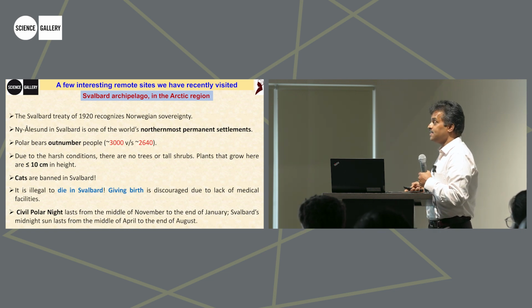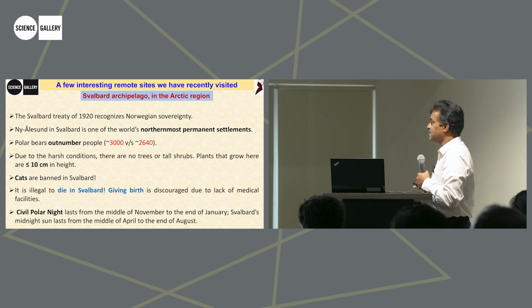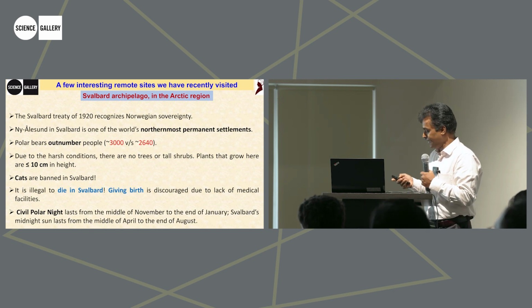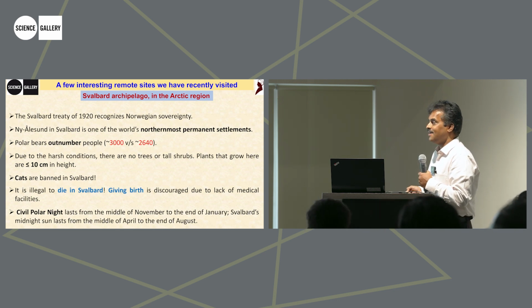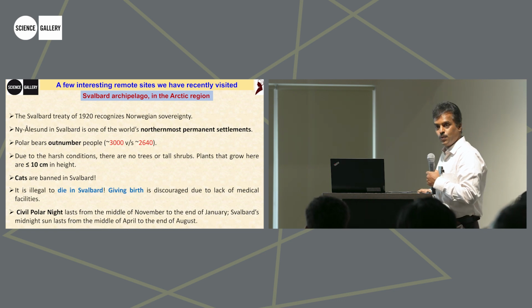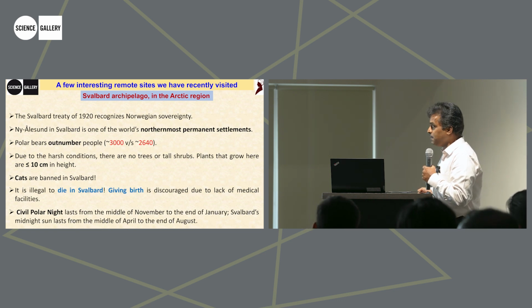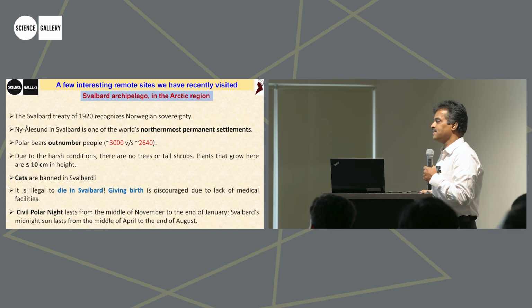Due to harsh conditions, there are no trees or tall shrubs. Plants that grow here are less than 10 centimeters in height. And interestingly, cats are banned in Svalbard, and it is illegal to die in Svalbard, and giving birth is discouraged due to lack of medical facilities.